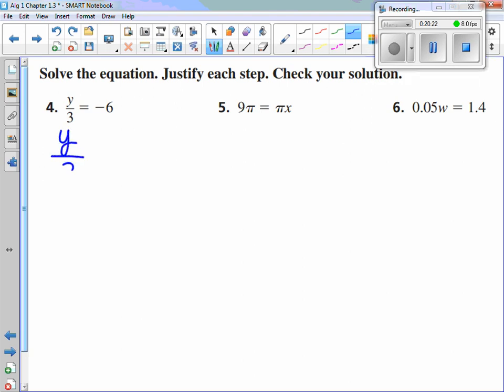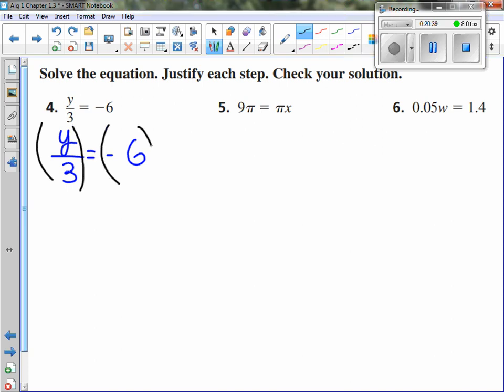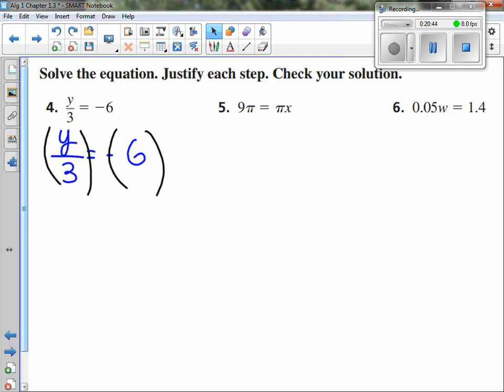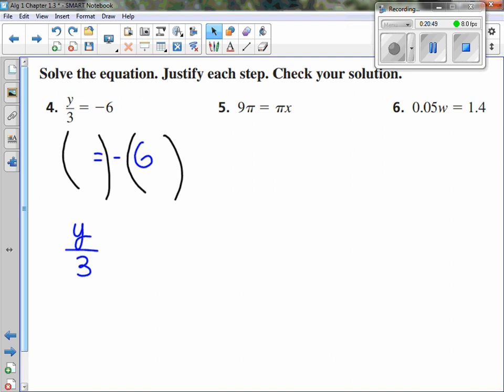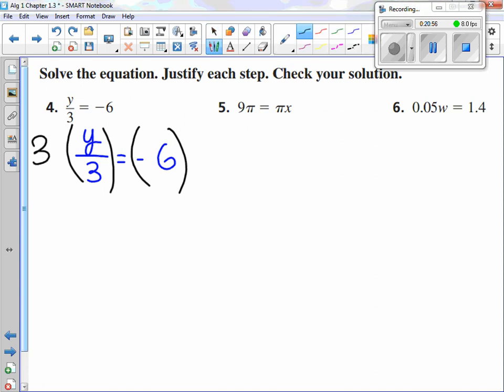Now the first one here, we have y divided by 3 is equal to negative 6. So what we can do here is multiply, because again, the opposite of division is multiplication. We're going to multiply both sides by 3. I'm going to move all of this over just a little bit so that we have a little bit more room, because what I'm going to do is multiply both sides by 3.